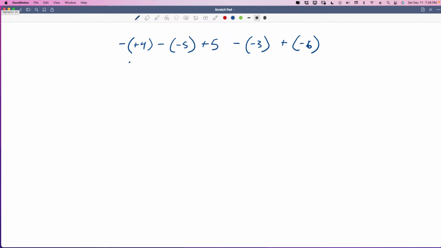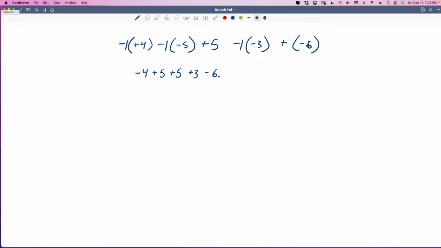And the way that we do that is by remembering that this is an imaginary or an invisible -1 in front of all of these. So we sub in that -1 to get the opposite of this number. So the opposite of a +4 is going to be a -4. And the opposite of a -5 is going to be a +5. And then we have a +5 right here. Now the opposite of a -3 is going to be a +3. This is plus a -6. It's just going to be a -6.